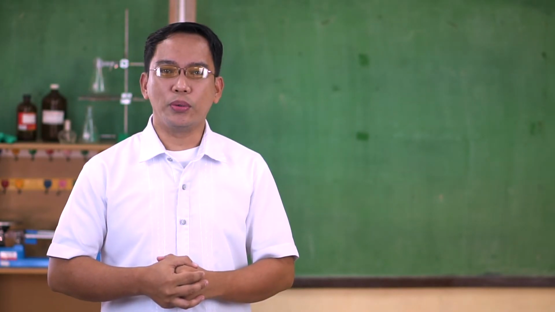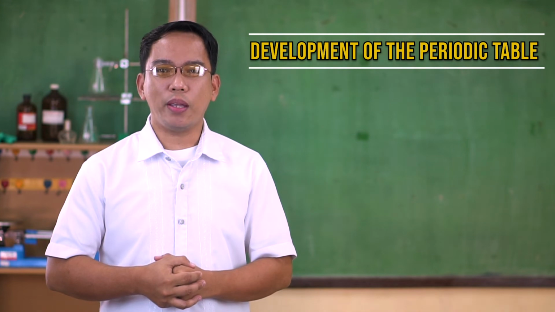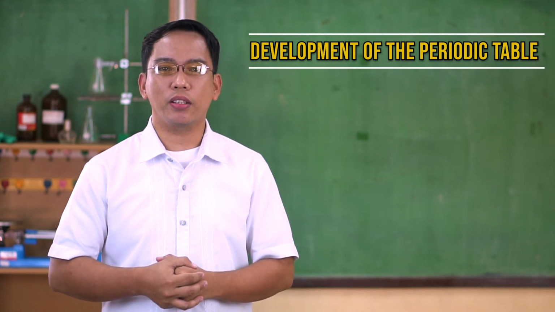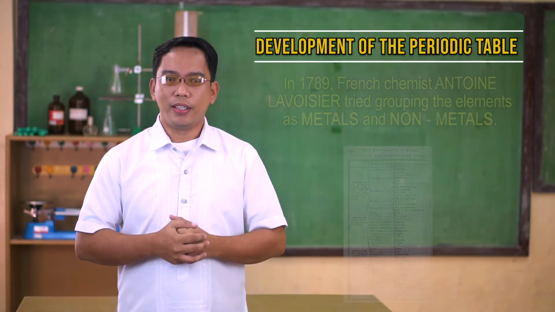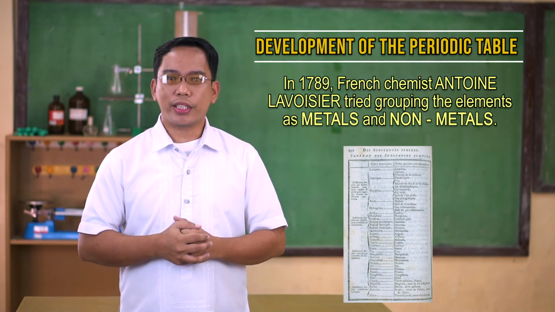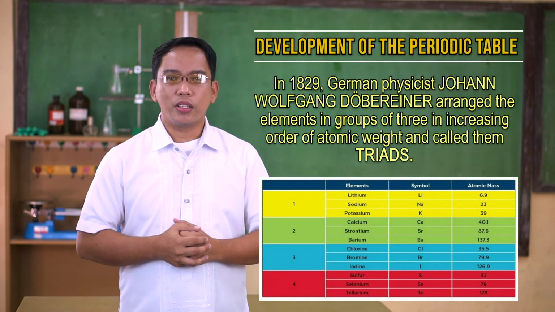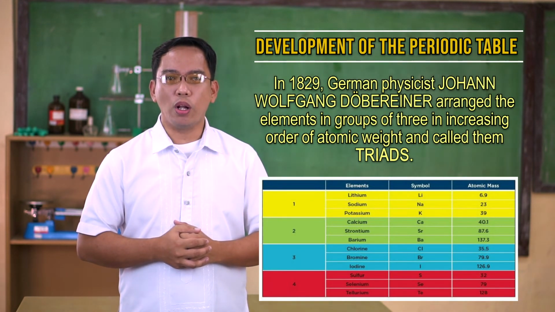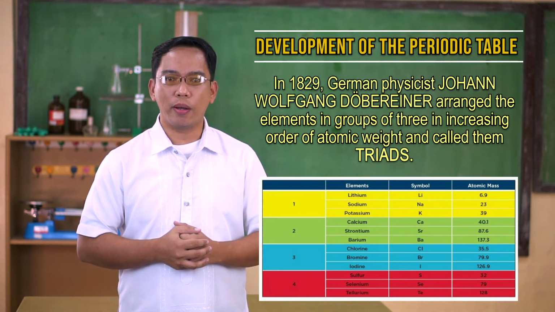In this episode of Agham Alam Hub, we trace the development of the periodic table from observations based on similarities in properties of elements. In 1789, French chemist Antoine Lavoisier tried grouping the elements as metals and nonmetals. In 1829, German physicist Johann Wolfgang Dobereiner arranged the elements in groups of three in increasing order of atomic weight and called them triads.